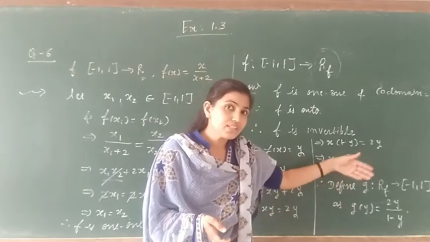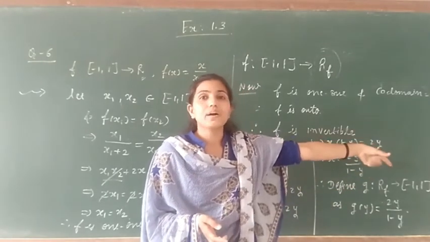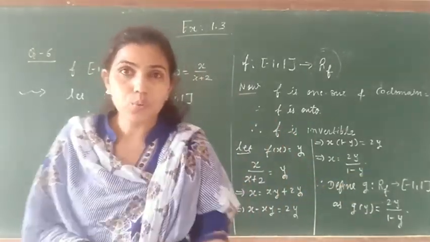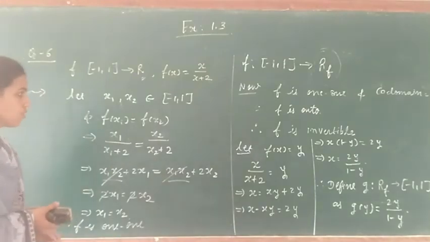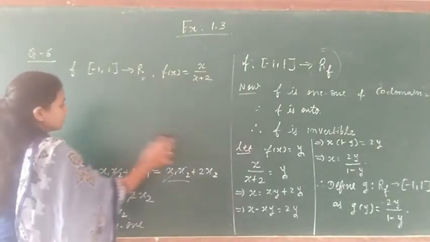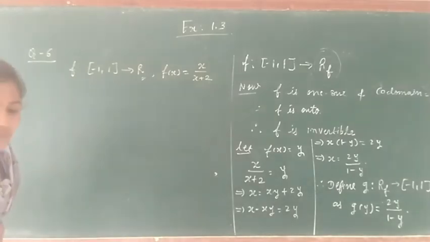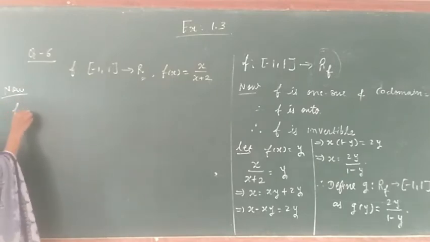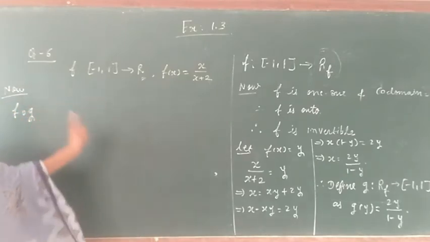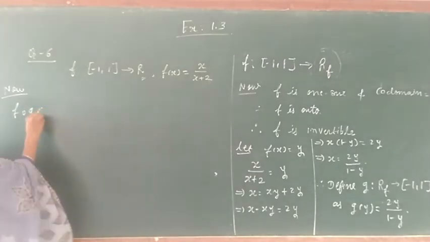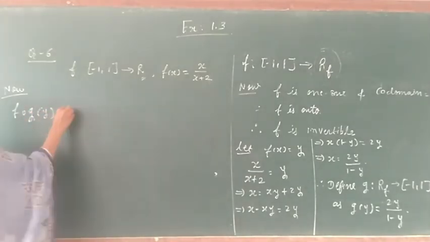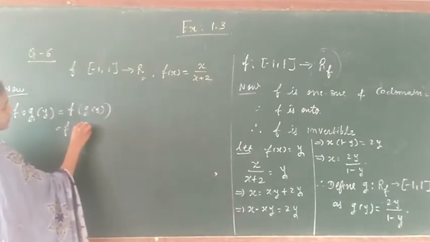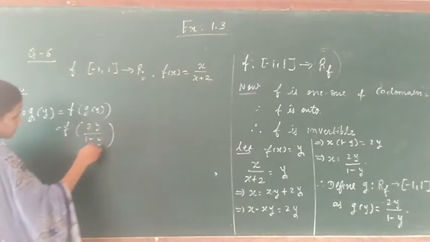So now we are defining g from range of f to minus 1 to 1 as g of y is equals to 2y upon 1 minus y. So now the question is, is g the inverse of f or not? For that we have to show it. So now let me consider f composition of g. Now g is a function from where to where? Range of f. So I am writing here g of y. So that means f of g of y. So f of what is g of y? 2y upon 1 minus y.